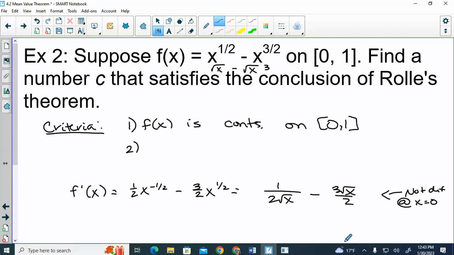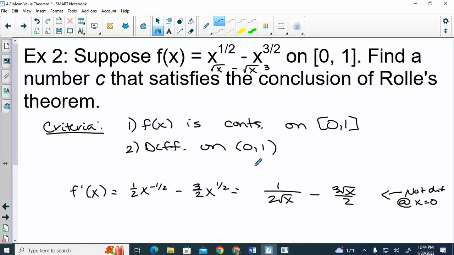But look at your criteria. Your criteria says it has to be differentiable on the open interval, 0 to 1. So it's okay if it doesn't exist at 0, but it has to exist everywhere between 0 and 1, and this would. Again, you don't have to show me a lot of work. We're going to do the derivative eventually, so I like to do my derivative first and look at that.